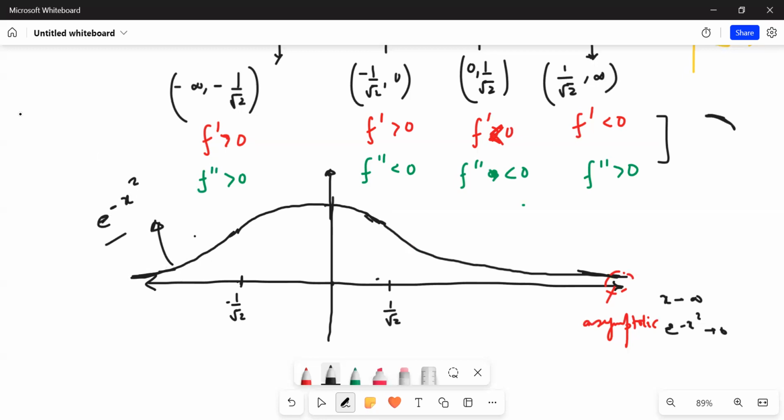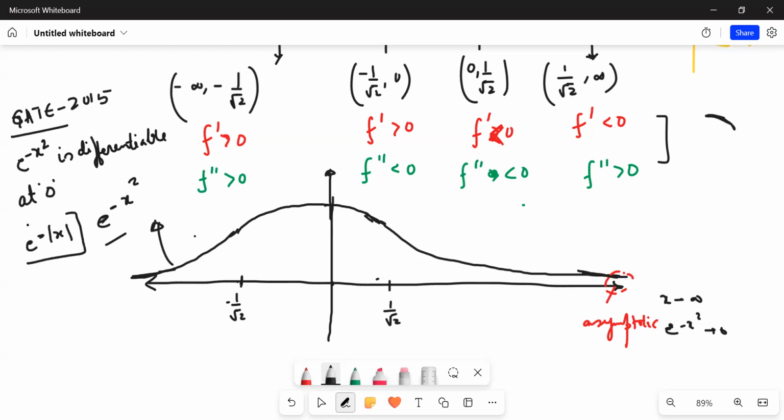Okay, so this particular question was asked in GATE exam. It was asked whether e to the power minus x square is differentiable at 0 or not. So clearly it is differentiable at 0. And the comparison that was asked in exam was with e to the power minus mod x, which we shall continue in the next lecture. So please join in the next lecture, and I'll let you know how to plot the graph of e to the power minus mod x. I hope everybody has got what I wanted to convey.